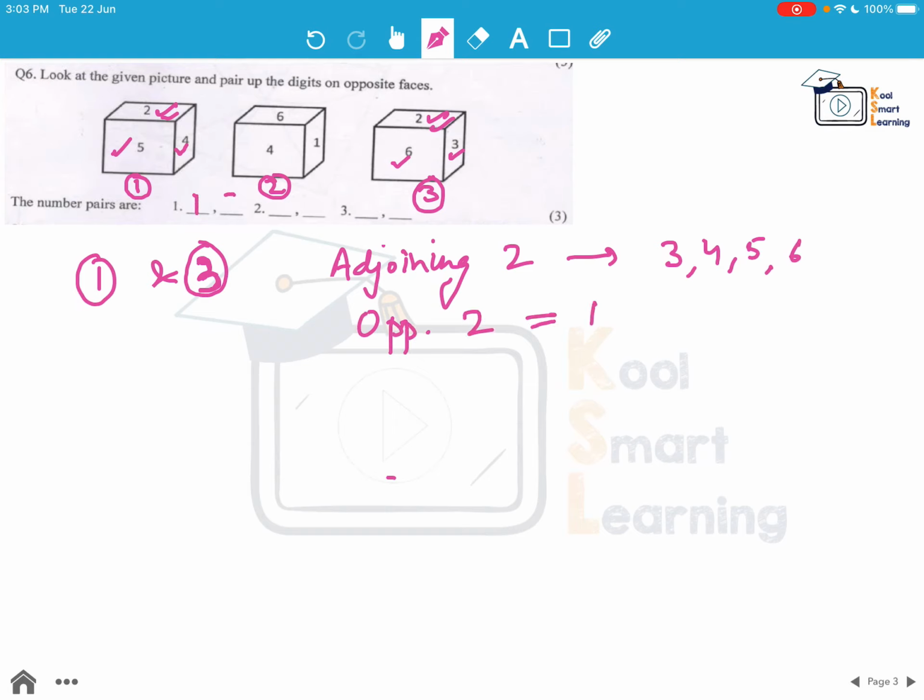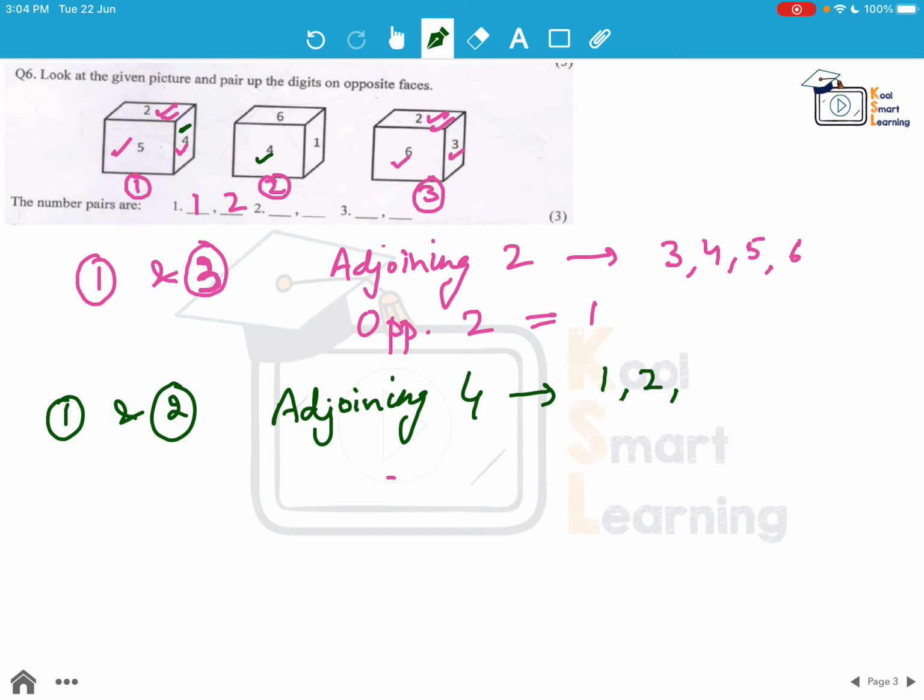So the first pair becomes 1, 2. Right? Similarly, now let's take figures 1 and 2. In 1 and 2 we have this 4 common. So what are the different faces which are adjoining 4? We have 1, 2, 5 and 6. So what is opposite 4 is 3. So the second pair becomes 3 and 4.